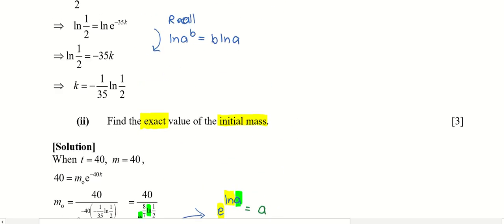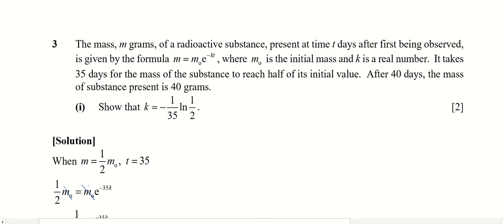In particular, can you see this part first? We are given it takes 35 days for the mass to reach half of initial value. So you ask yourself, if I have half of initial value, is my graph going to be an increasing graph or decreasing graph? I hope all of you can tell me it should be decreasing, because I'm going to reach half of initial value. So please always make sense of the context, so your graph should be decreasing instead of increasing.